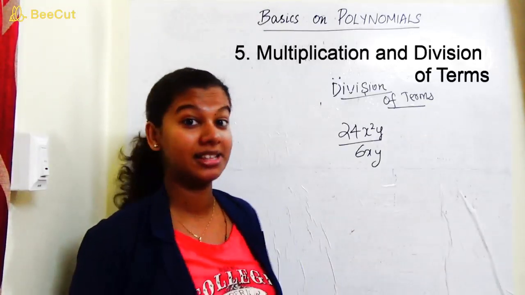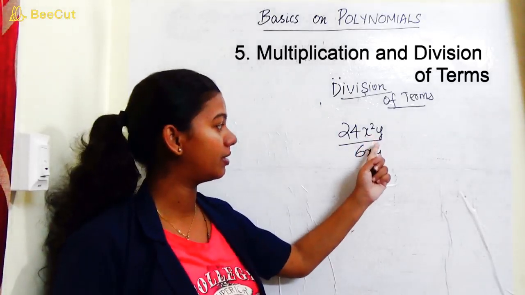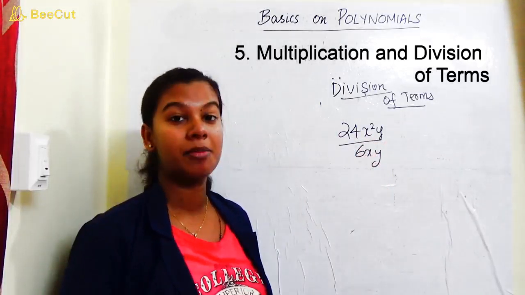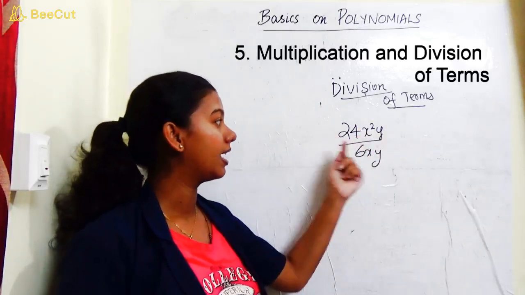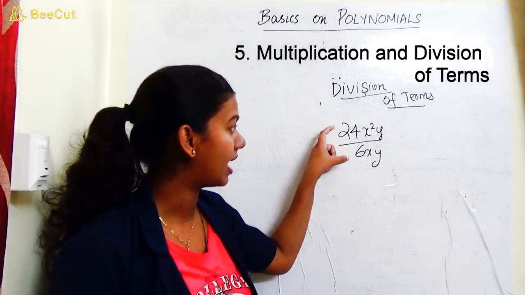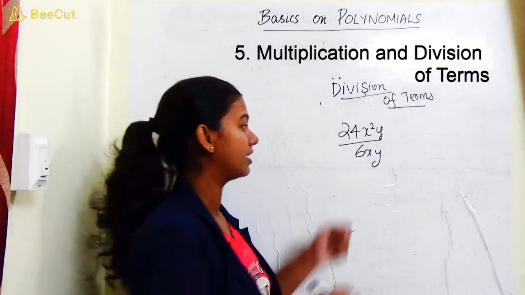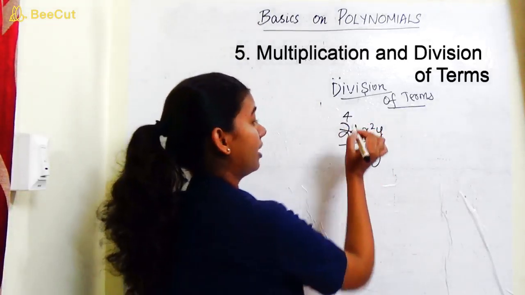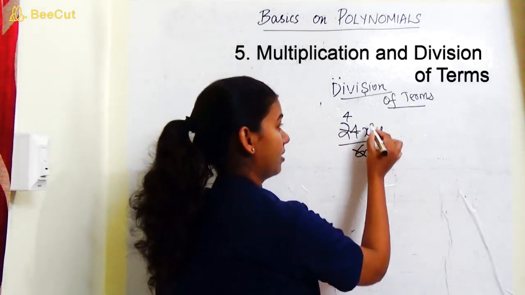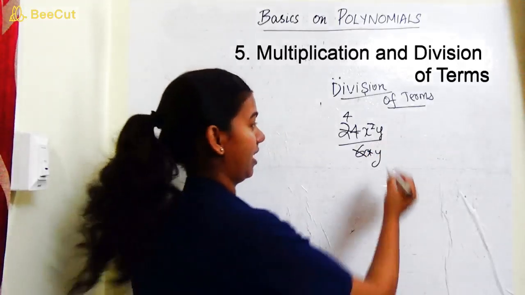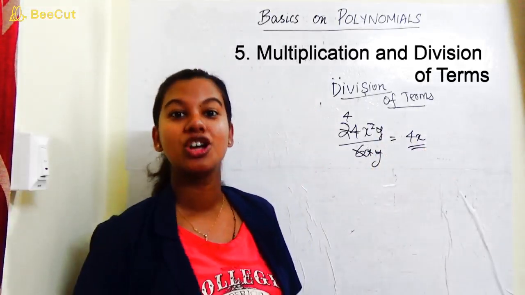Okay, now next let's see the division of two terms. These are unlike terms, right? Because even though both have the same number of variables, their power is different. So in division of terms, we have to divide this by this. Same way, we have to consider division of each constants and their variables. Okay, now 6 into 4, we will get 24. X square divided by x is just x, and then we can cross off this y as well. Okay, so the answer will be 4x.